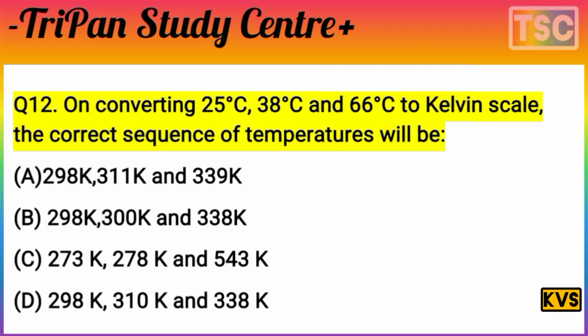Next, 38 plus 273 is equal to 311K, which is only in one option, option A. It means option A is correct. You know this is the most important question from the exam point of view. And let's see the next question.